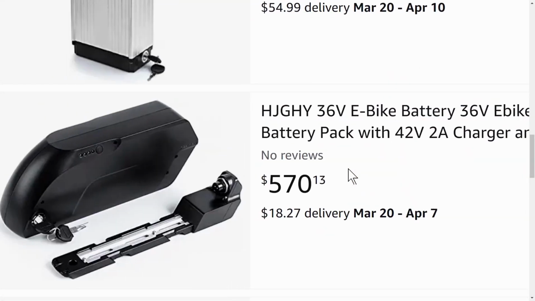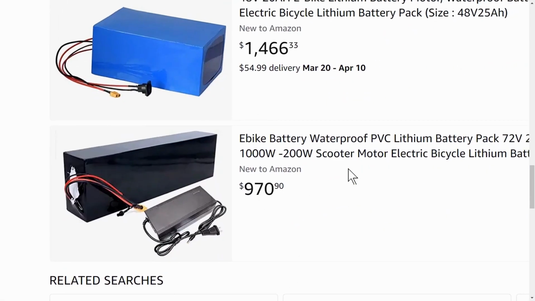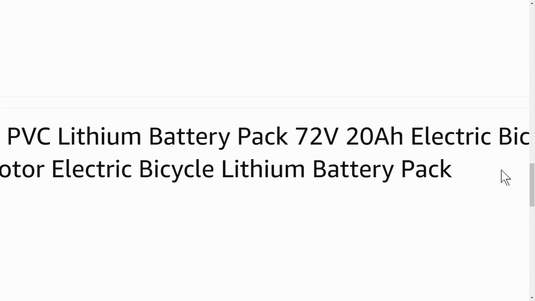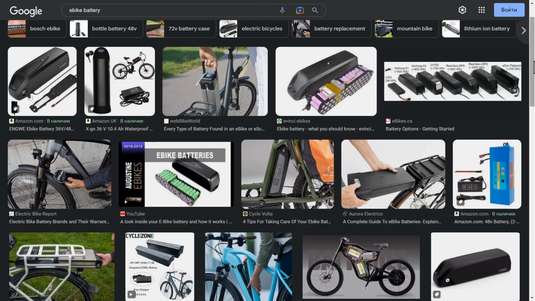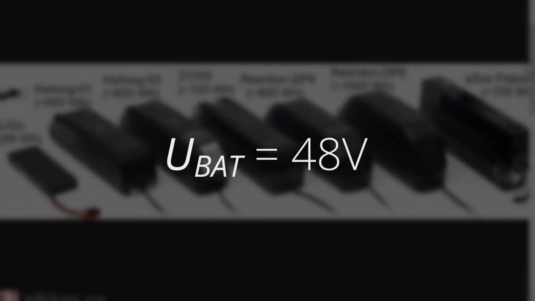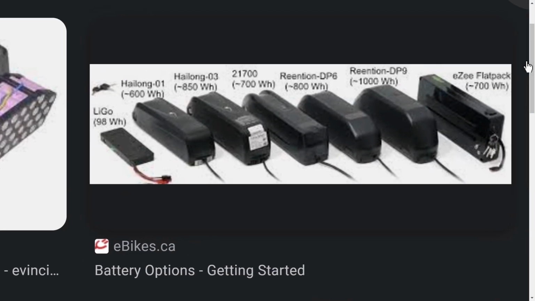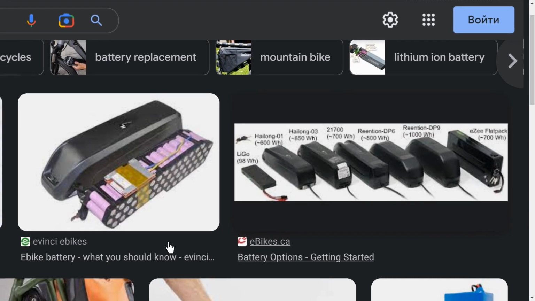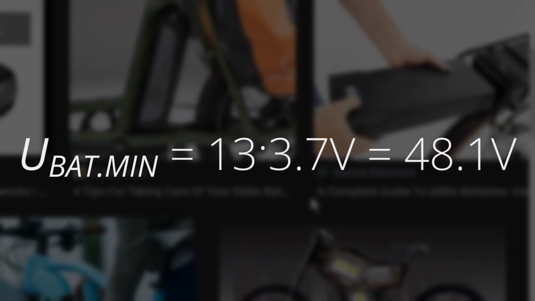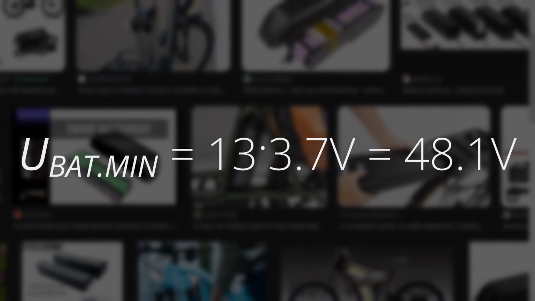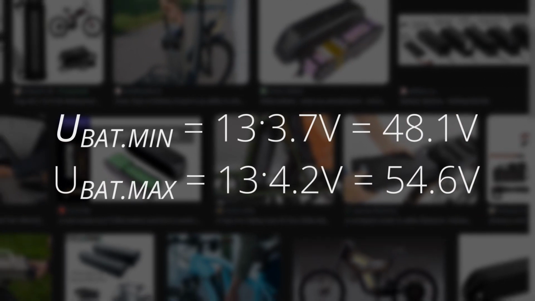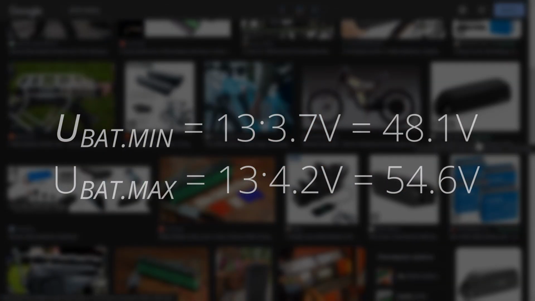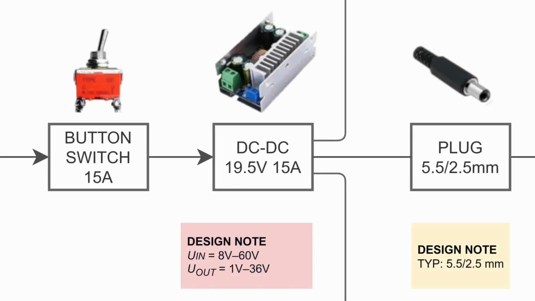A typical electrical vehicle battery has a high voltage to achieve high travel speed and strong traction. So my battery nominal voltage is 48 volts. The type of internal elements is lithium ion cells. So I have 13 elements connected in series, and the total minimum voltage is 48 volts and maximum voltage is 54 volts. The battery voltage range is very important because it affects the main DC-DC selection.